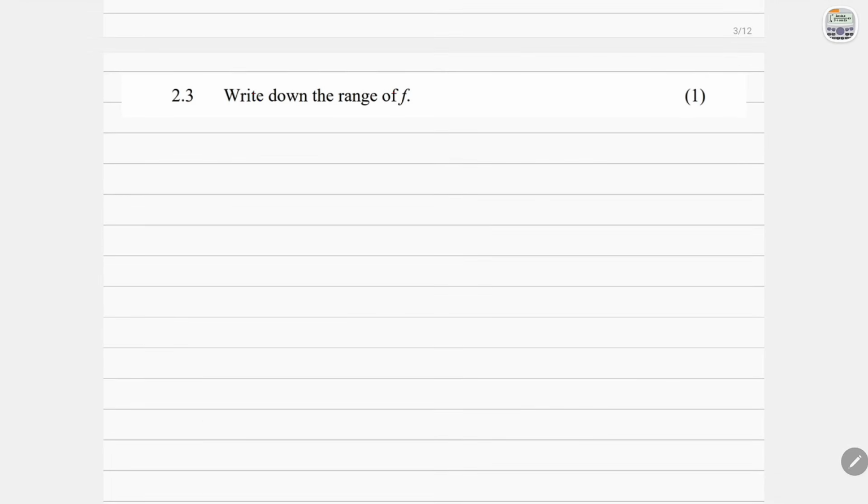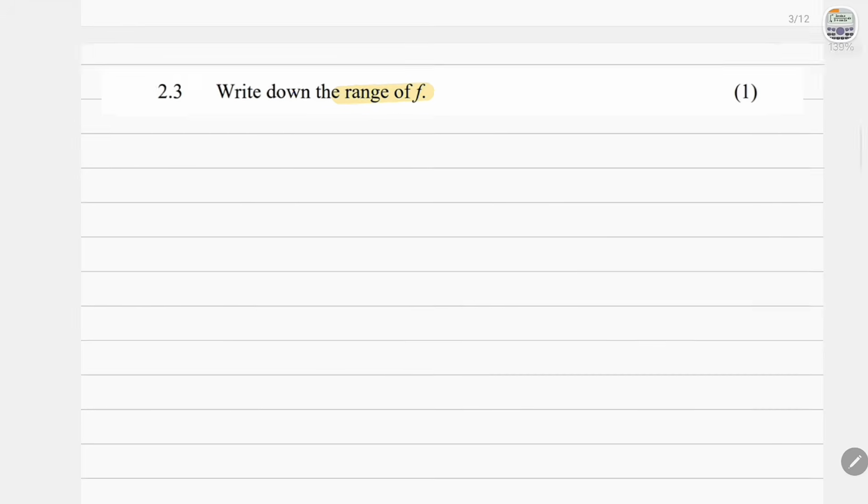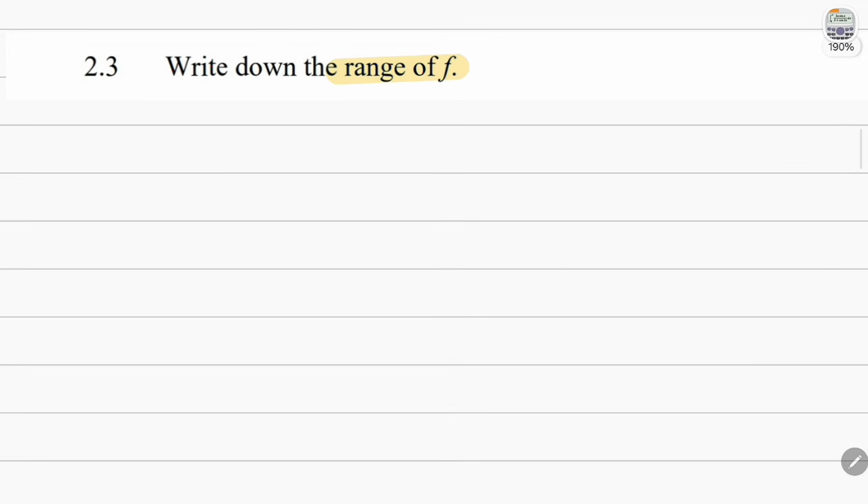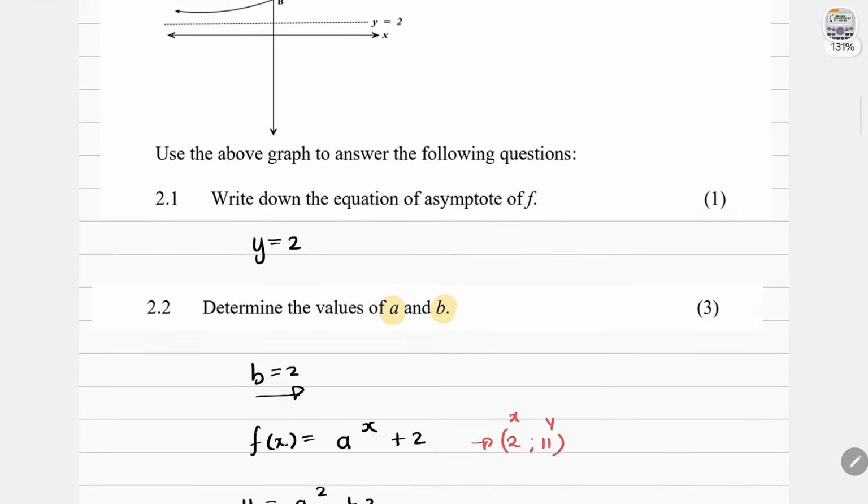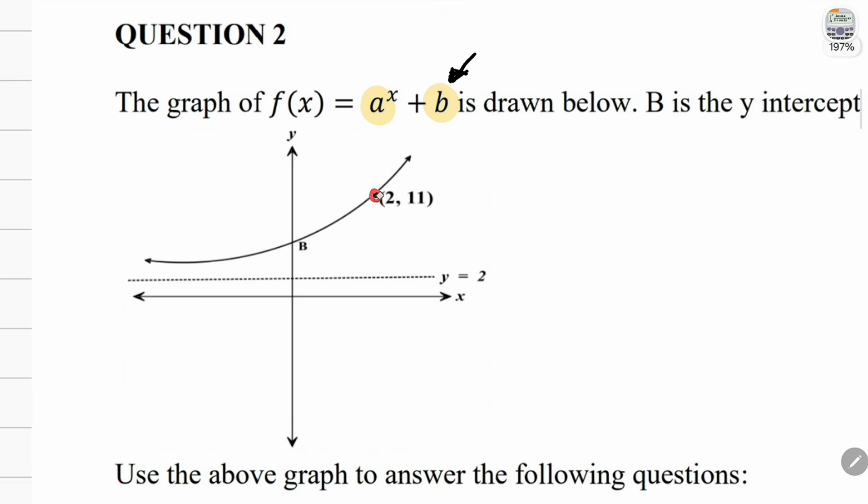Question 2.3 says, write down the range of f. Okay, grade 10s, remember what the range of a function is. The range of a function would be all the y values of this function, all the possible y values that this graph can have. So let's look at our function and then just see the y values that it has.